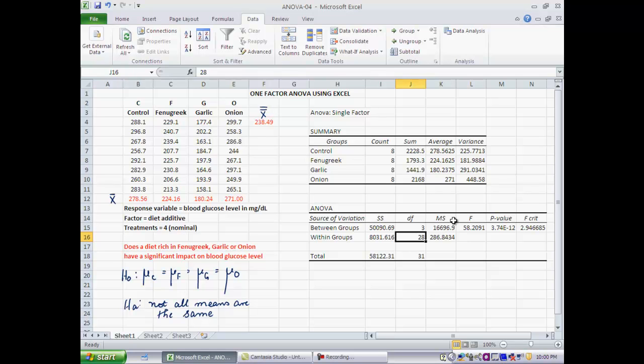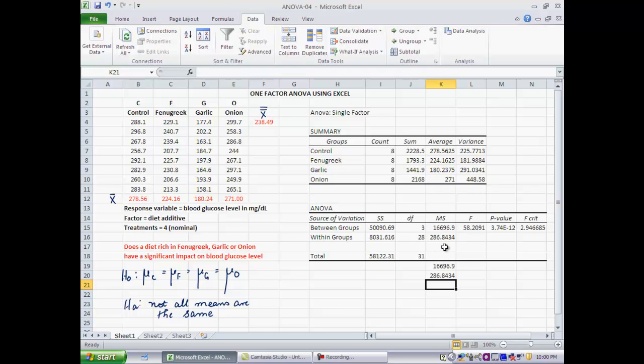Now mean square, MS stands for mean square, is simply the sum of squares divided by degrees of freedom. So let's do the first one: the sum of squares for between groups divided by 3, its degrees of freedom, and you see it's exactly 16696.9. Let's do the second one. It's the sum of squares for within groups divided by the degrees of freedom for within groups, and there you have it, 286. You remember what the physical interpretation of the 286 and the 16696 are.